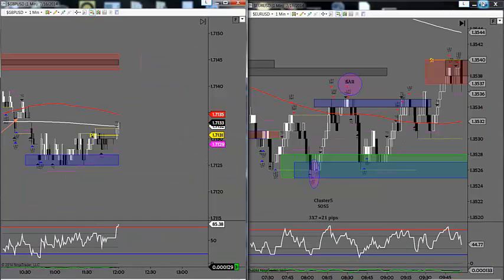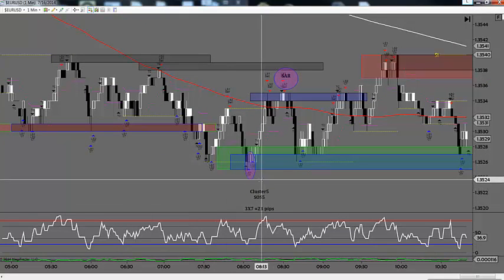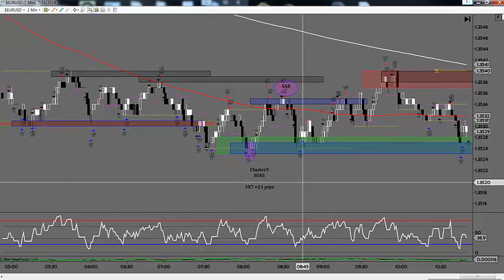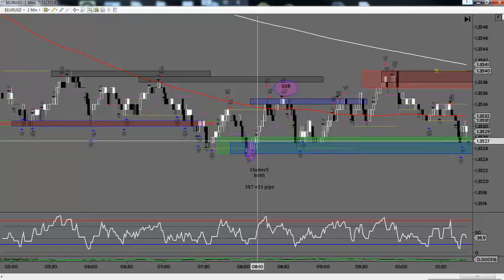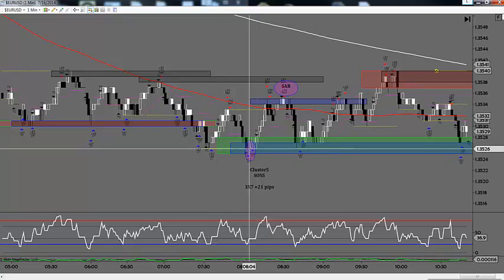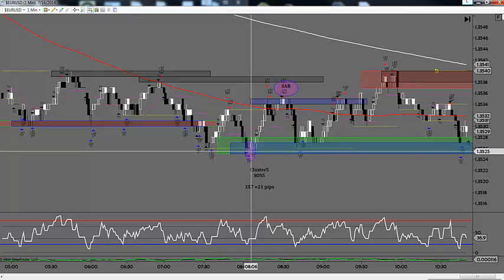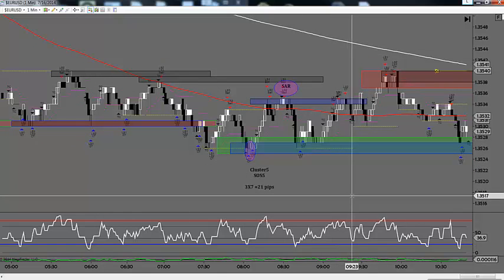Now, moving over to the euro, we come in this morning, we have a cluster 5, and it's a strength of signal 5, and we enter the markets about 27s. We have really no divergence to speak of. We do have a nice DSR level forming here. We're in a definite bearish trend, so this is counter trend.